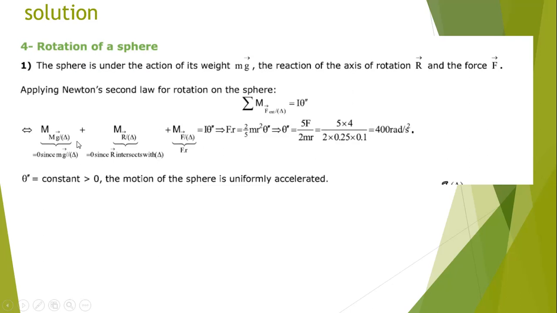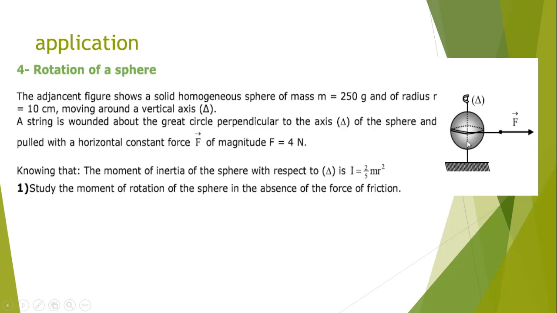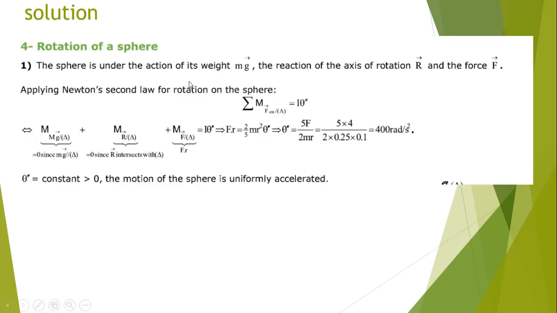Moment of the weight of the sphere: the weight is vertically downward, so its line of action cuts the axis of rotation, so its moment is equal to 0. And the reaction of support, or the reaction coming from the axis of rotation on the sphere, also has no moment, since its lever arm, or its distance with respect to the axis, is equal to 0. So finally, the moments of the weight and the reaction of the axis are null, since the line of action of the weight is parallel to the axis of rotation and coincides with it, and the moment of the reaction is equal to 0, since R cuts the axis of rotation delta.